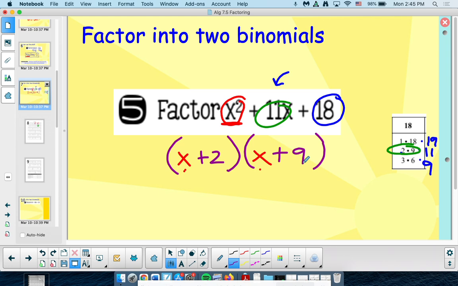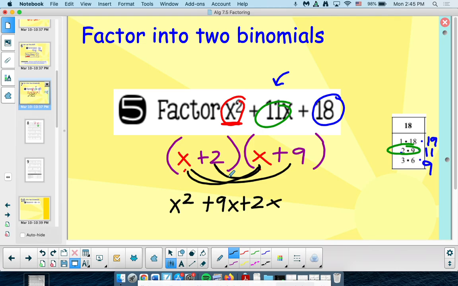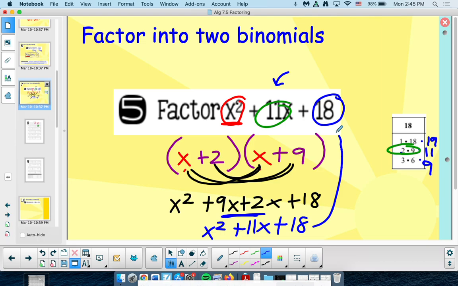Now again, check these first ones out to see if you did it right. x times x, x squared. x times 9, 9x. 2 times x, 2x. 2 times 9, 18. Combine our like terms there and we get 11x. You guys see that? See how we got what we started with? That's factoring. So again, the trick before we move on is you take the factors of the last number, in this case 18, and figure out which ones add or subtract to the middle term. Okay?